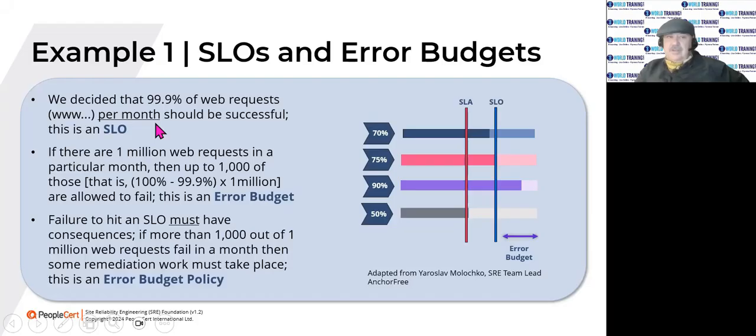Recall that there's no such thing as 100% reliability. It doesn't exist in nature. So you don't want to try to set a goal that's not achievable. At some point it will fail.